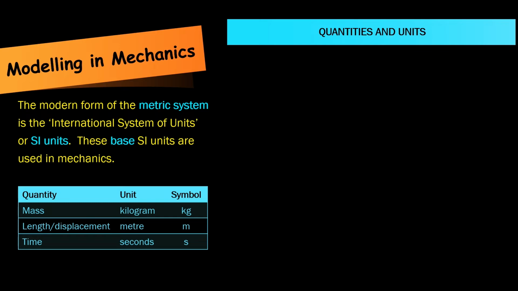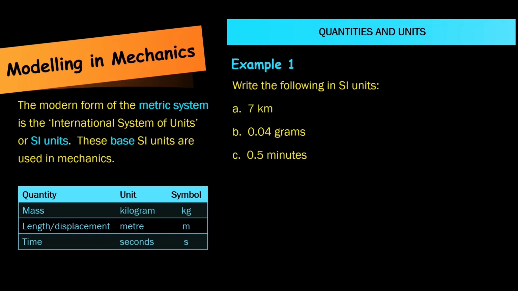So mass has unit kilograms and the symbol of course is kg. Length or displacement has unit meters and the symbol is m. And time has unit seconds and the symbol is s. Let's take a look at an example. We are required to write the following in SI units: 7 kilometers, 0.04 grams and 0.5 minutes.